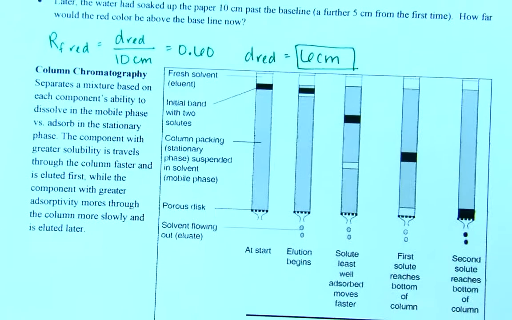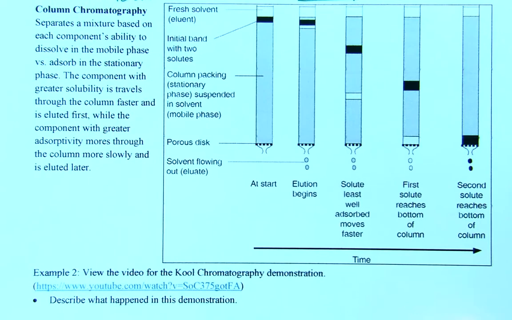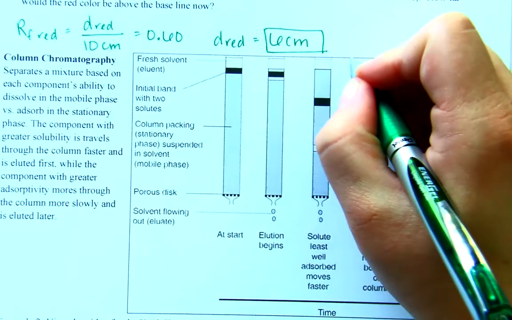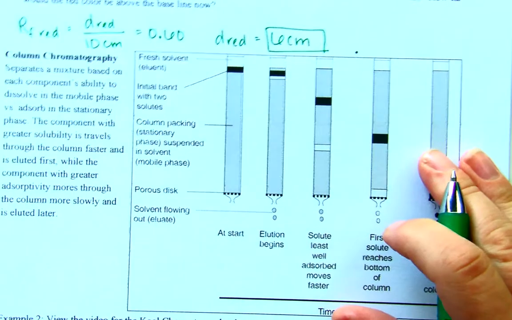So you can also do this on a larger scale. Paper chromatography is great if we have tiny samples to separate, because you can only put a little dot of something on paper. So if I literally just drew a little dot right here and I wanted to separate what was in that dot, paper chromatography would be great.